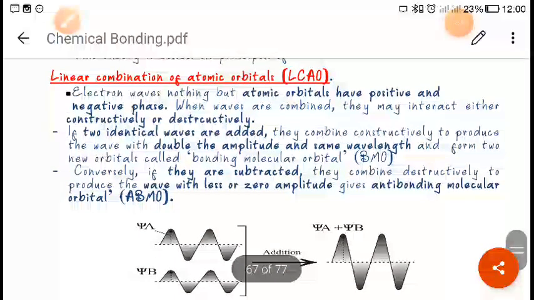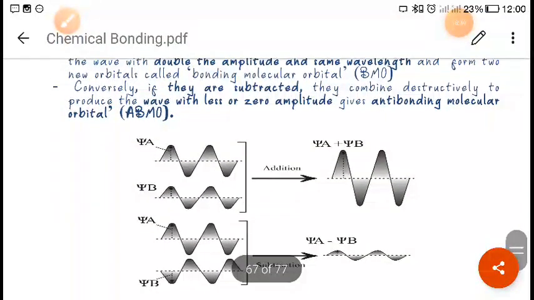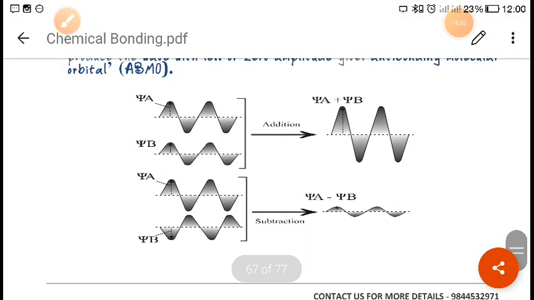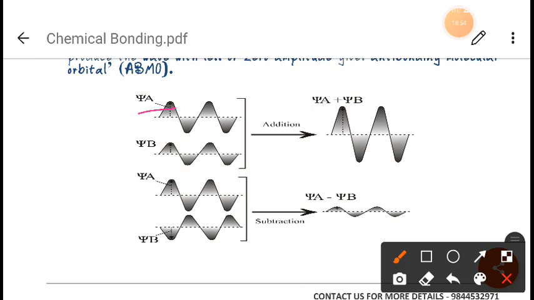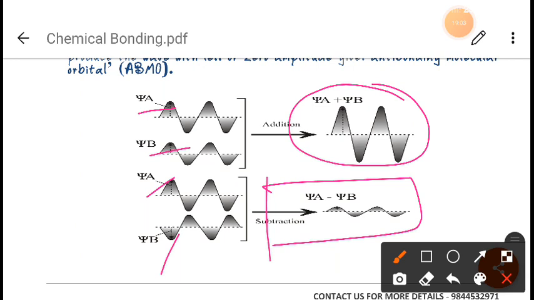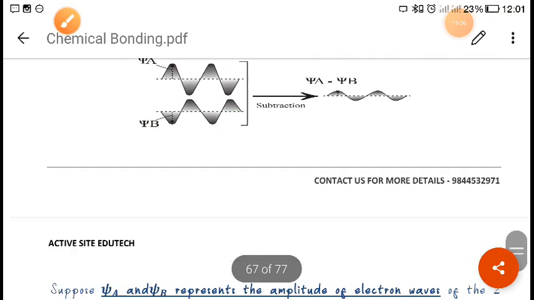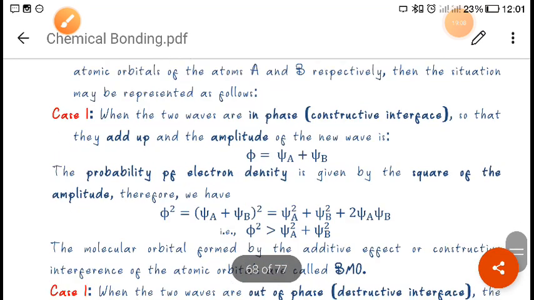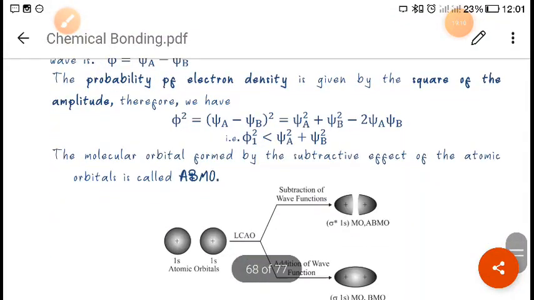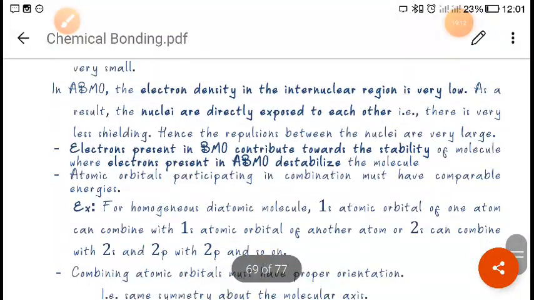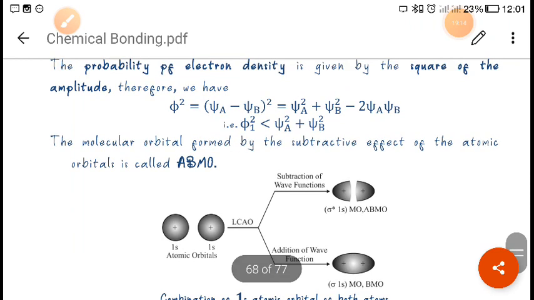So I hope you have understood this. As you can see, it is given here also. When the crest of one meets the crest of the other, they form a bonding molecular orbital. But when the trough of one and the crest of the other meet, they form an anti-bonding molecular orbital, right? Now one by one we will see what a bonding molecular orbital is and what an anti-bonding molecular orbital is.